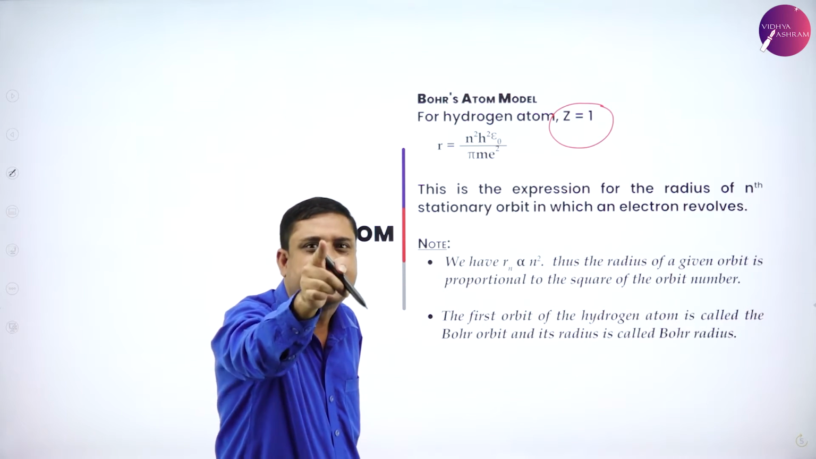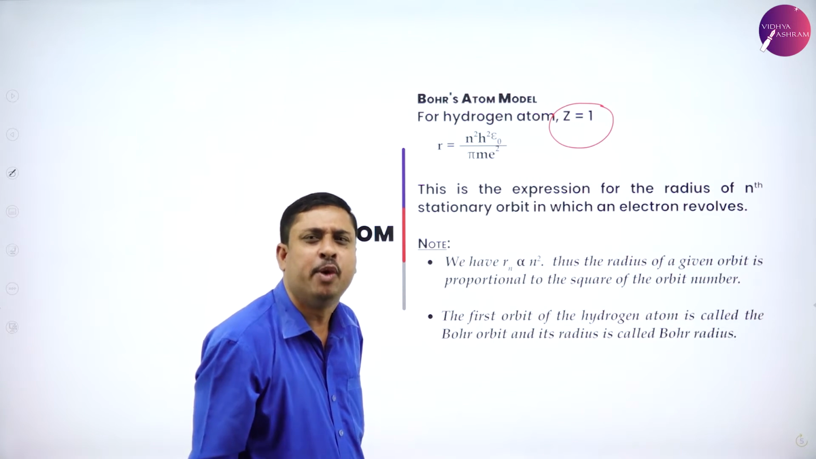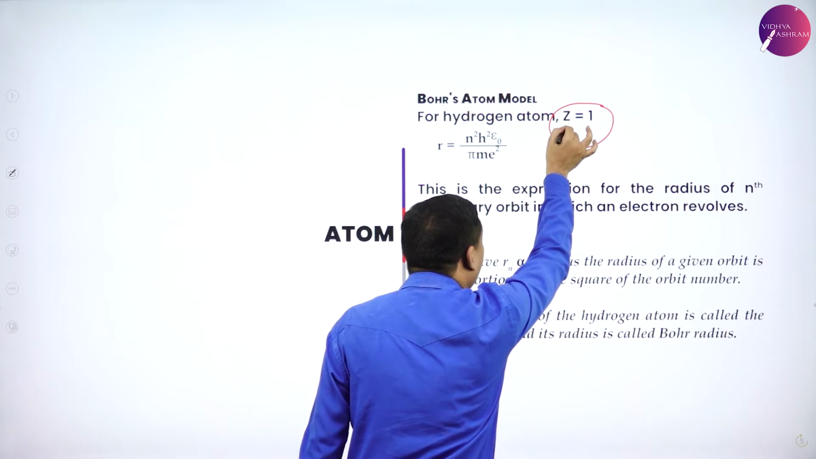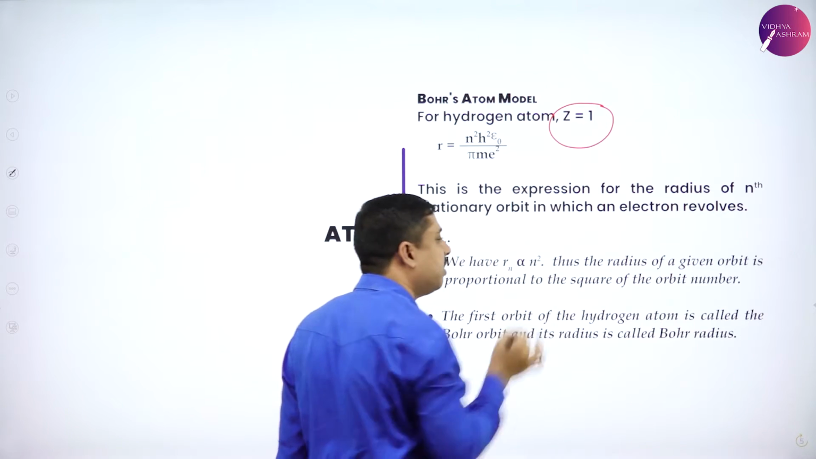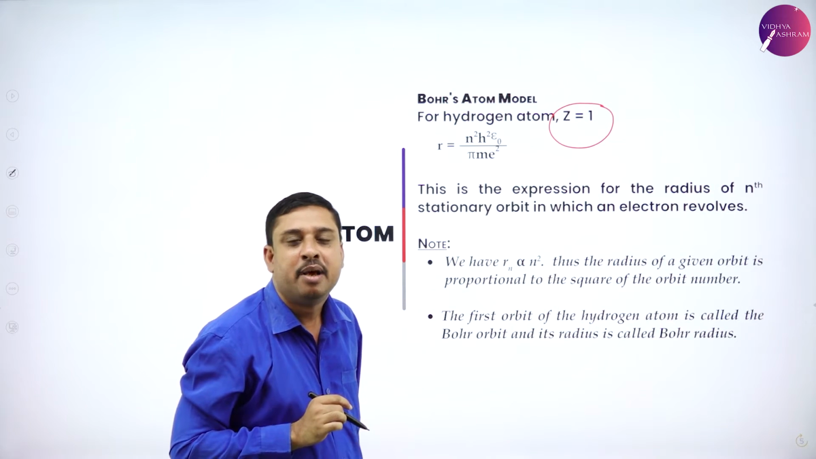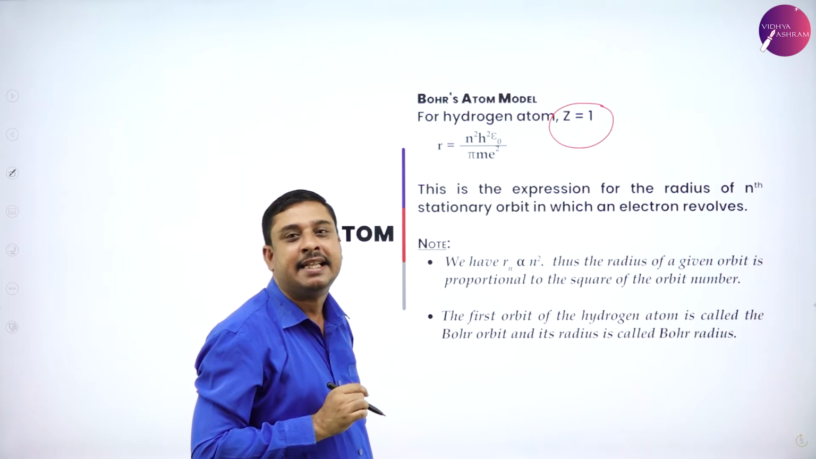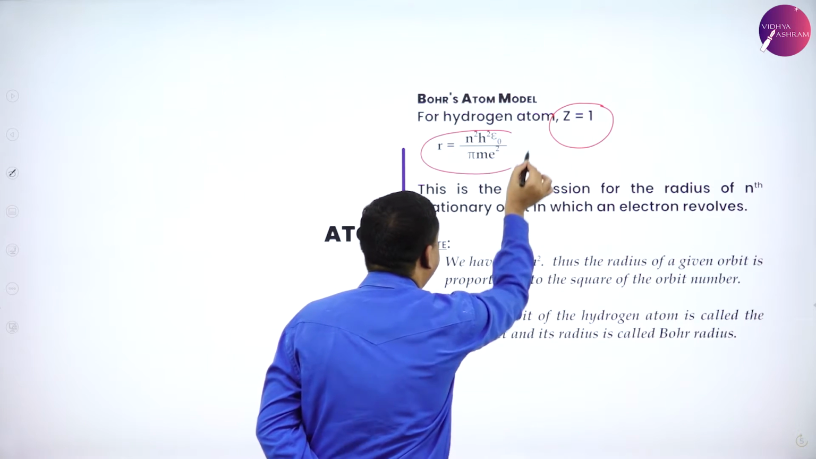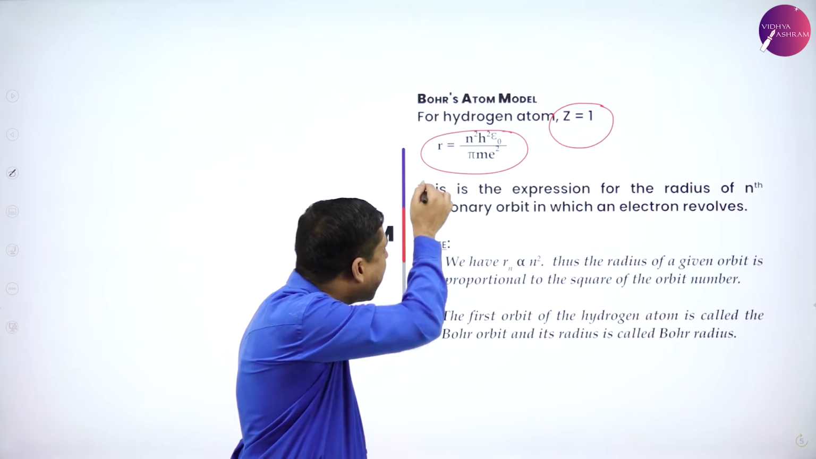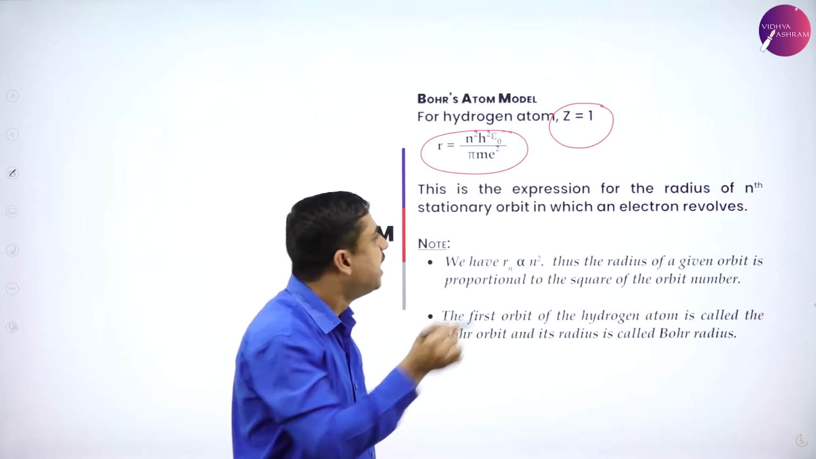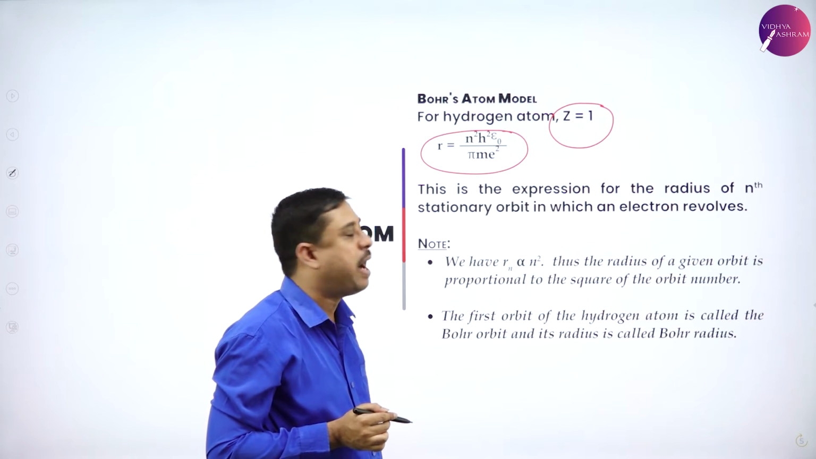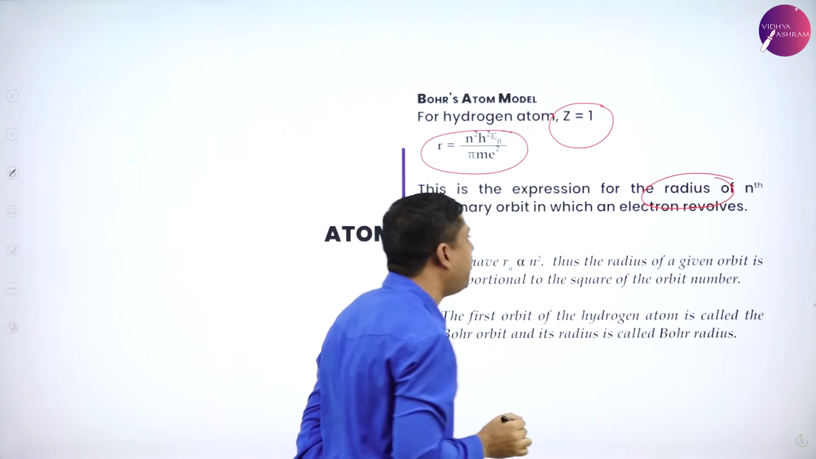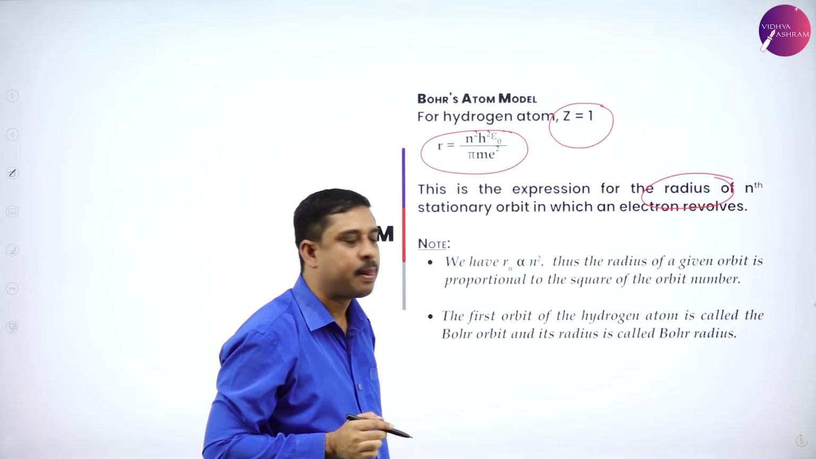Usually students make a mistake here: even after deriving so beautifully till the end, you lose 1 mark if you don't substitute Z is equal to 1, because very specifically I told this is hydrogen atom. So substituting Z equals 1, R is N square H square epsilon naught divided by pi M E square, and this is the expression for radius of the orbit.